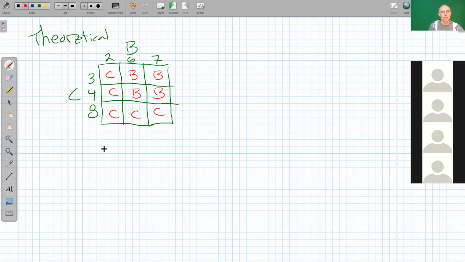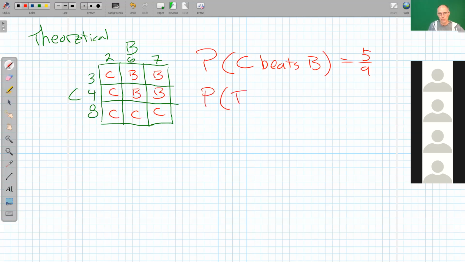B. C. Oh, we get 2 different answers. B and C. How many C's are there? 1, 2, 3, 4, 5. So the probability that C beats B is 5 out of 9. The probability, according to this theoretical table, that B beats C is 4 out of 9. I don't know, I see the chat flashing. Did I make a mistake?